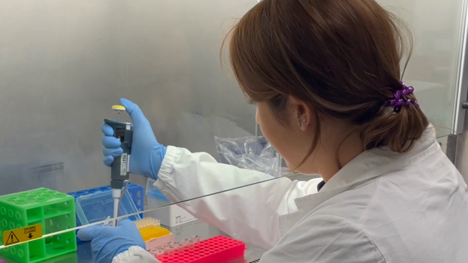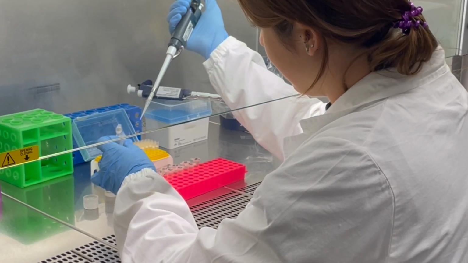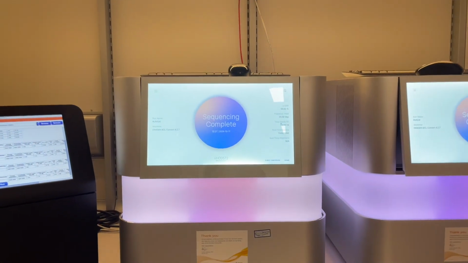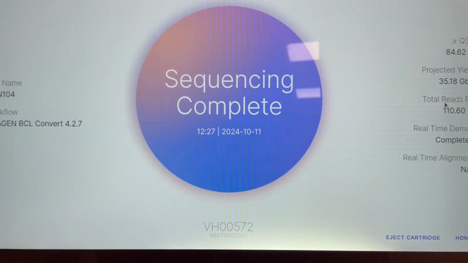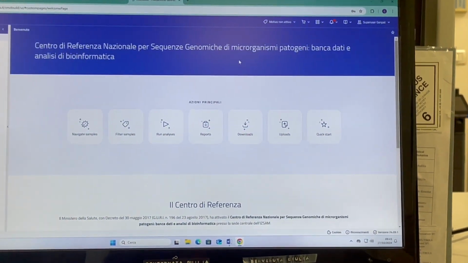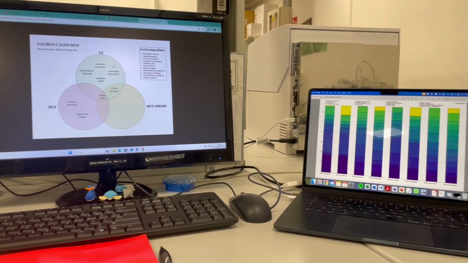DNA libraries were prepared following a two-step approach. The libraries were then sequenced using Illumina technologies. And finally, the bioinformatic analysis was carried out in order to understand which species of fish was present in the samples.